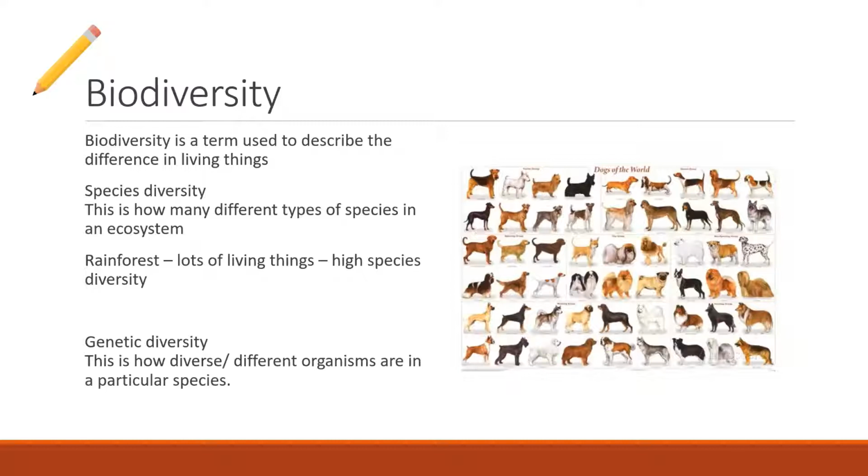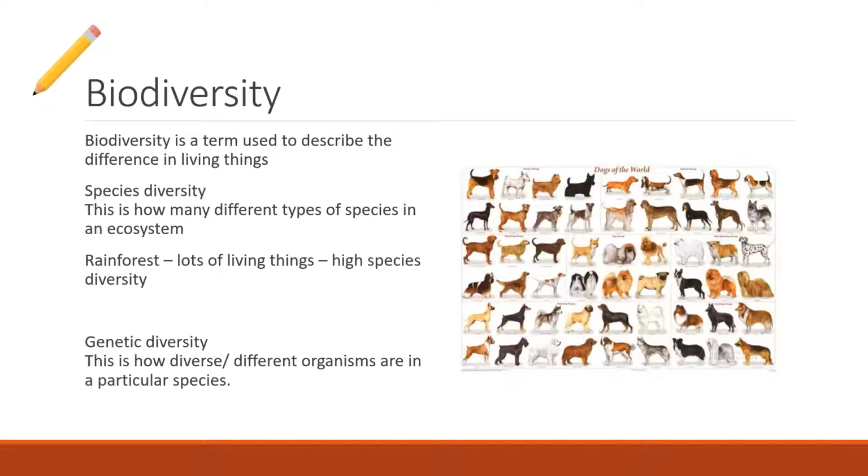Species diversity, so that's in an ecosystem. So if I've got a rainforest, I've got butterflies, I've got ferns, I've got conifers, I've got moss, I've also got beetles, bugs, worms, cicadas, toucans, whatever. I've got so many different types of species. But genetic diversity is how diverse the different organisms are in a particular species.